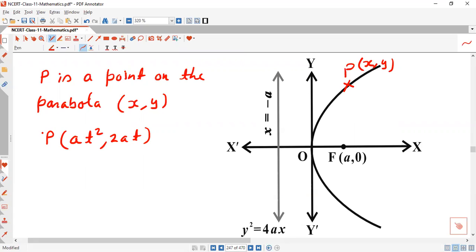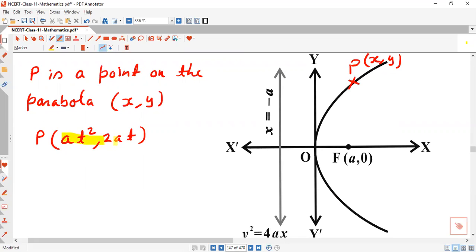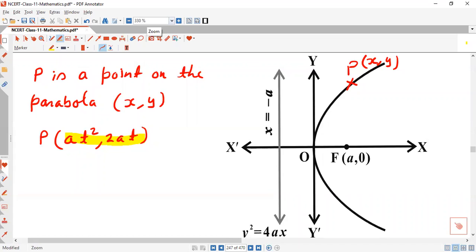So (at square, 2at) is what we usually use, the parametric form. Instead of (x, y), we usually use (at square, 2at) as the coordinates of a point on the parabola, where t is a parameter. t is the parametric parameter.